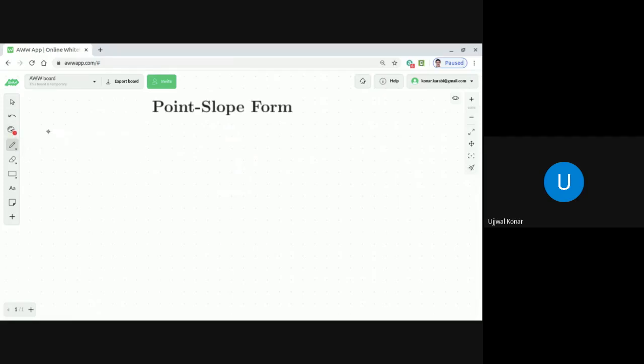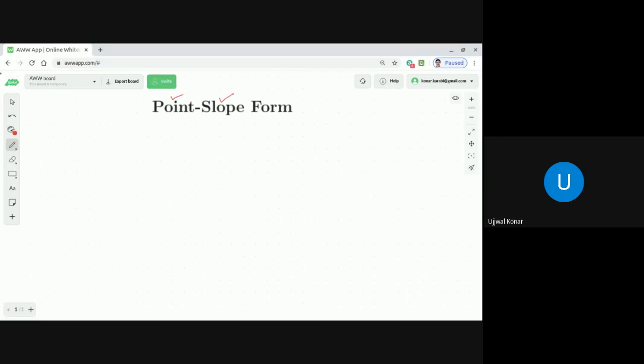As I said in the previous session, to find the equation of a straight line, you need to have two pieces of information given. With one piece of information you can have multiple straight lines, but with two you can find the equation of the straight line exactly. Let me give you an example here. What is point-slope form? There are two pieces of information: the first is the point and the second is the slope. Both point and slope have to be given so that you can find the equation of the straight line in a unique manner.